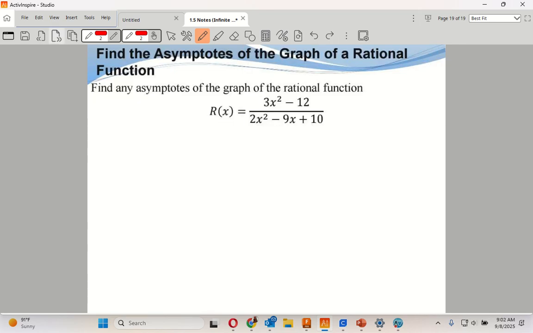Finding asymptotes of the graph of the rational function. Find all the asymptotes. How do I find vertical asymptotes? Equal to the denominator. Very good. Denominator equals 0. And use that trick for the horizontal asymptotes.